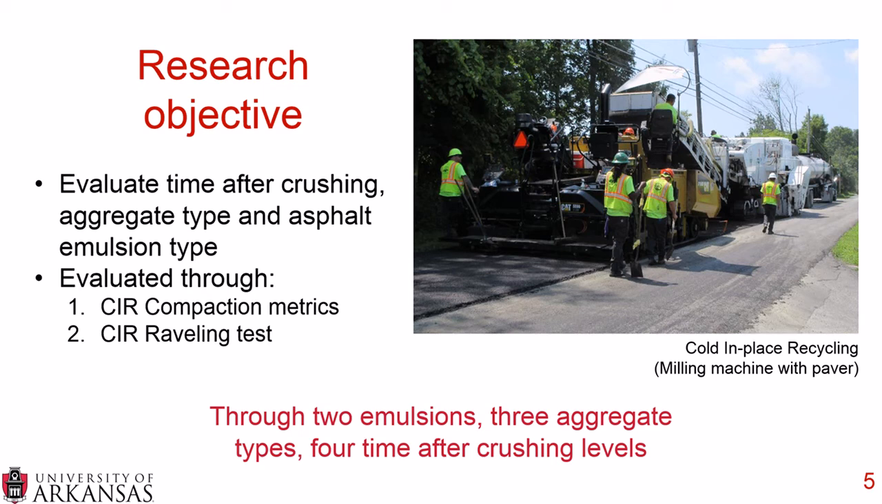You can see here in this image, this is another CIR paving train, but a much shorter one. Again, on the left is the paver. In the middle is the milling machine, and there is no screen or crushing unit or pug mill mixer. And then on the right is the asphalt emulsion feed truck.